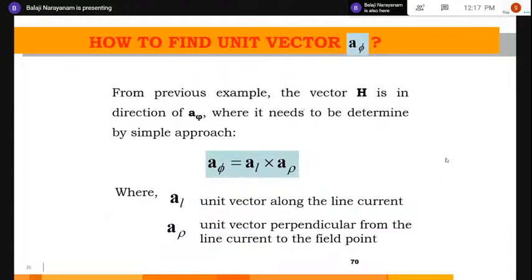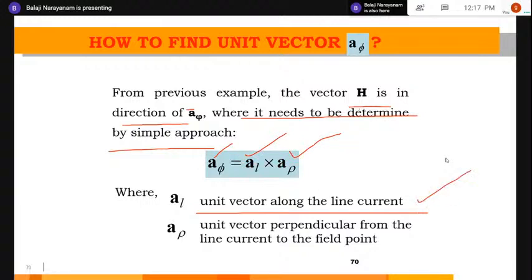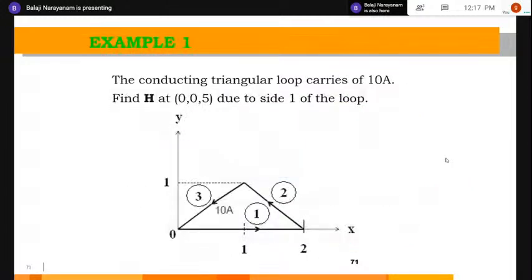And from the previous example, the vector H bar is in the A phi direction. Clearly A phi needs to be determined by a simple approach. A phi bar is equal to AL cross A rho, where AL is a unit vector along the line current and A rho is a unit vector perpendicular from the line current to the field point.